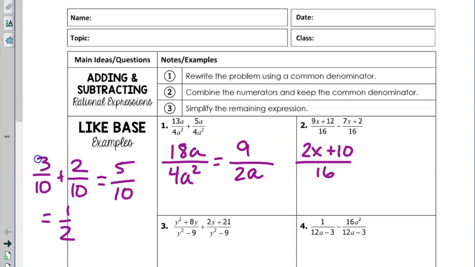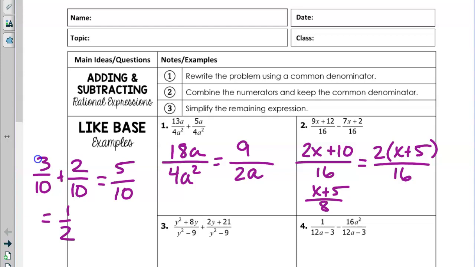Now what would I do? Yeah, we're going to take out a 2 in the top. A couple ways we can do this, but I'm going to take out a 2 to get x plus 5. We have that over 16. And now what would I do? Here we go. What would that reduce to? 8, right? Yeah, and the 8 would be in the bottom. So we have x plus 5 in the top, and then 8 in the bottom.